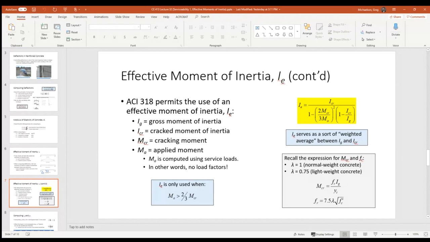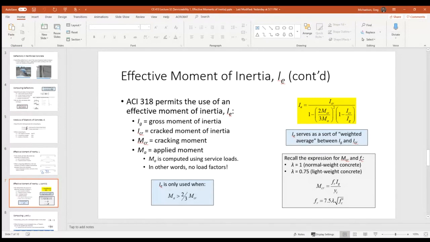It's like a weighted average. And in order to compute this value, you need 4 quantities. You need a gross moment of inertia, you need a cracked moment of inertia, you need the cracking moment, and then you need the applied moment. Okay, now we'll talk about specifics with the applied moment on Monday.